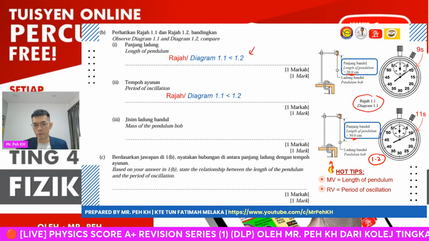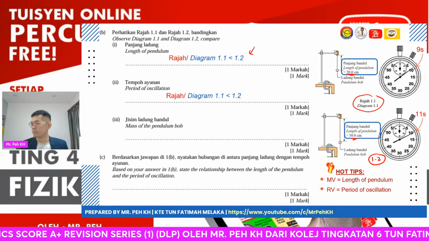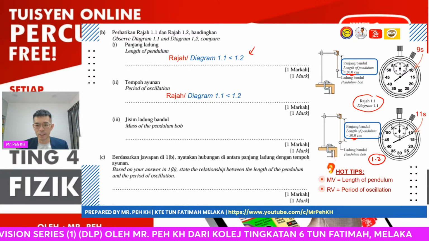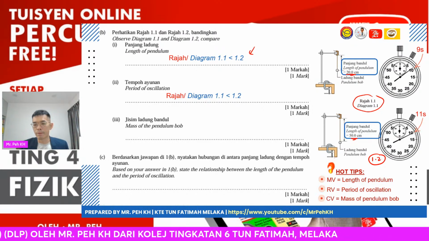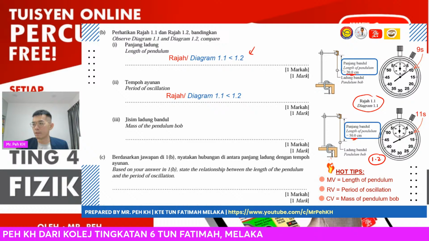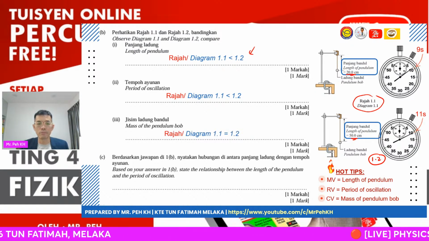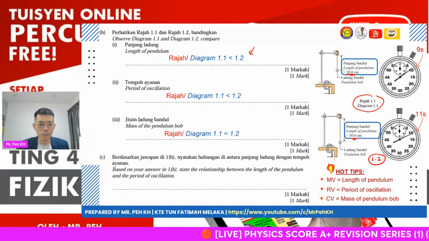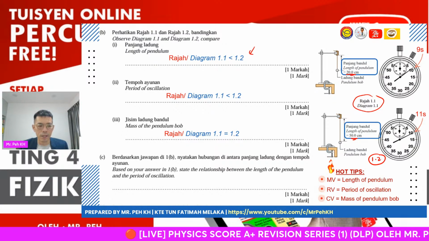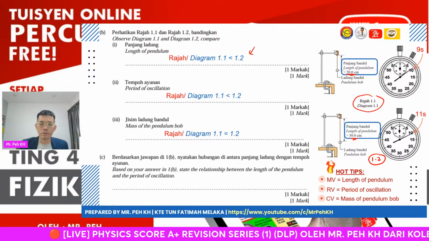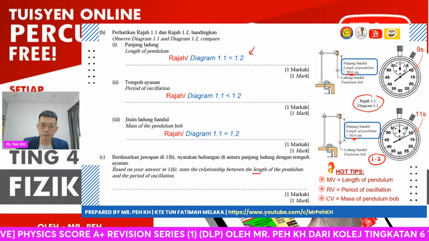If I say you really want to give the terms. Okay, then the mass. So mass, or pendulum bulk, is actually the constant variable. It's a constant variable for this experiment. So definitely both will be equal. 1.1 equal to 1.2.